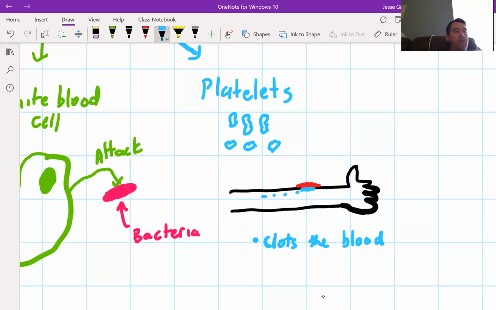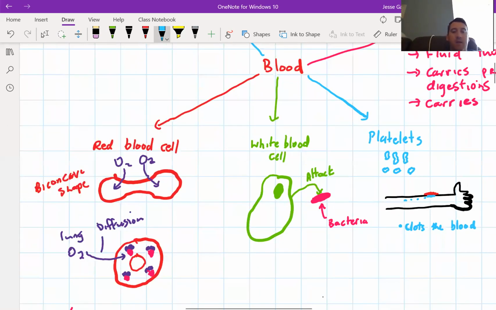They do not have a nucleus. Where a cut or a wound occurs, platelets help to form a scab, and this protects the new skin as it grows, and that heals the body. So platelets, very important in healing the body.